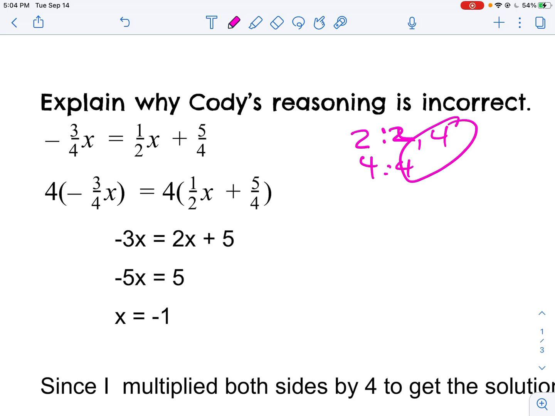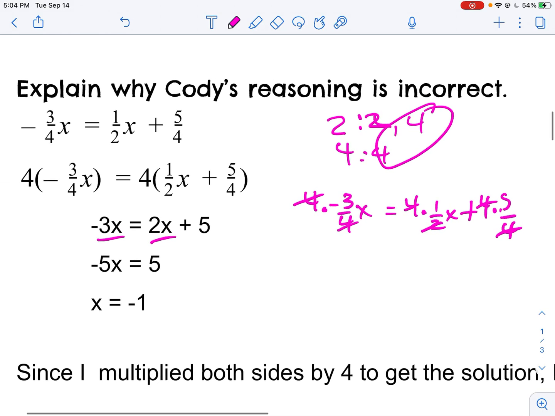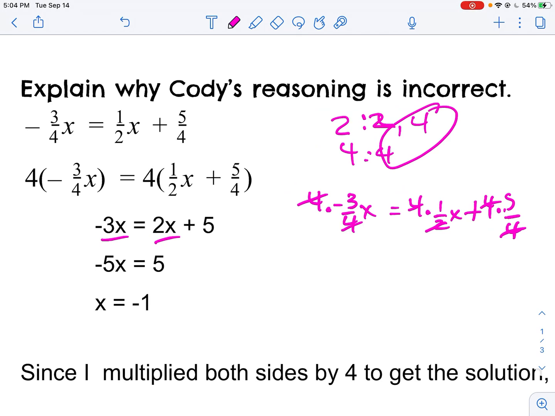Okay, so then if I take 4 and I multiply it by -3/4, those cancel and I do get -3x, beautiful. I take 4 and I multiply it by 1/2 x. That would get me a 2x. That looks good. And then I take 4 and I multiply it by 5/4. Okay, those cancel and I get 5.